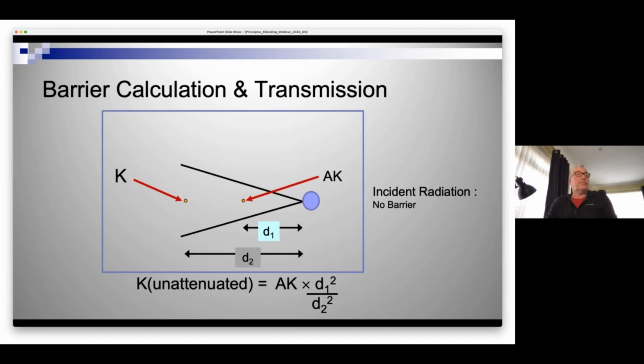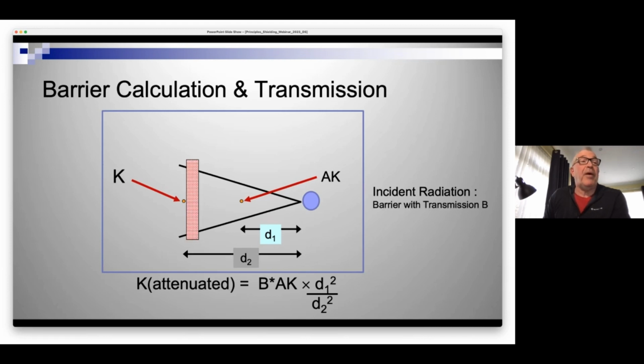Right, so a simple explanation of what we're trying to do. If we have a source here, then an air kerma at distance d1, the kerma at d2 is the air kerma times d1 squared over d2 squared without a barrier. If we put a barrier there, then the measured kerma is the transmission times the same equation. So that's the transmission of the barrier B.